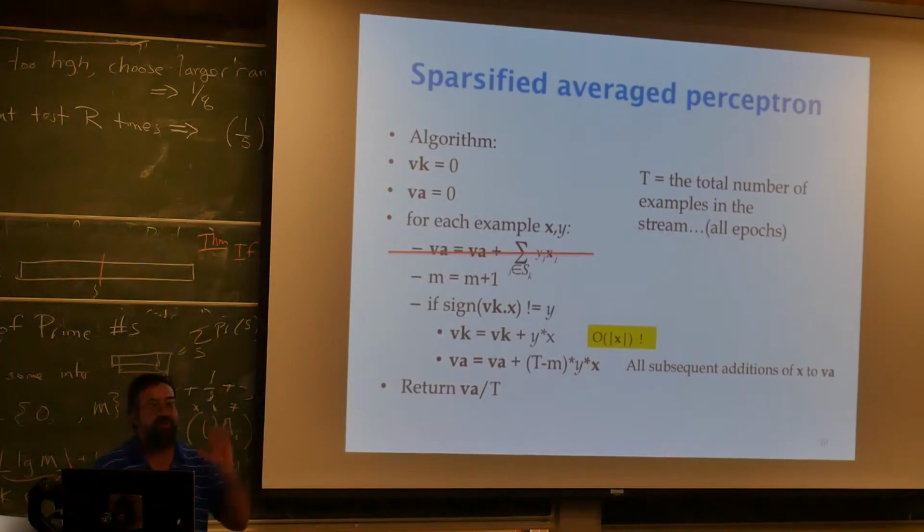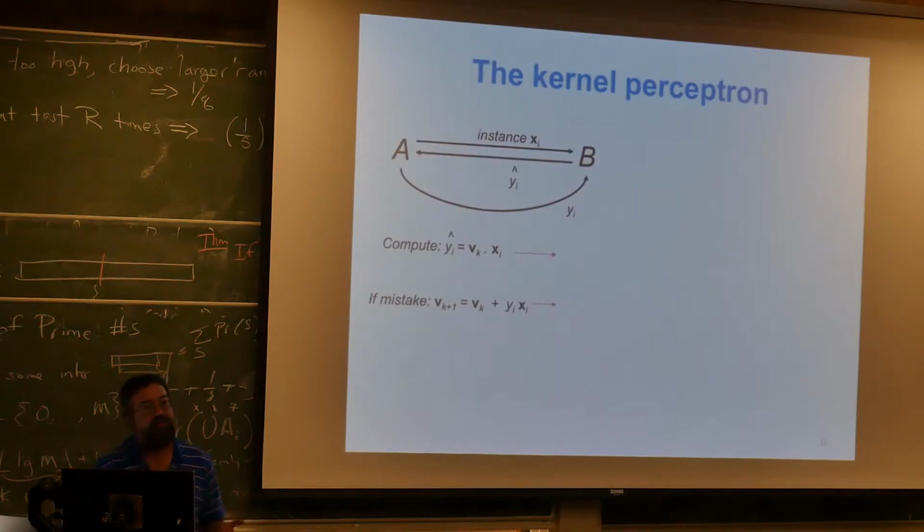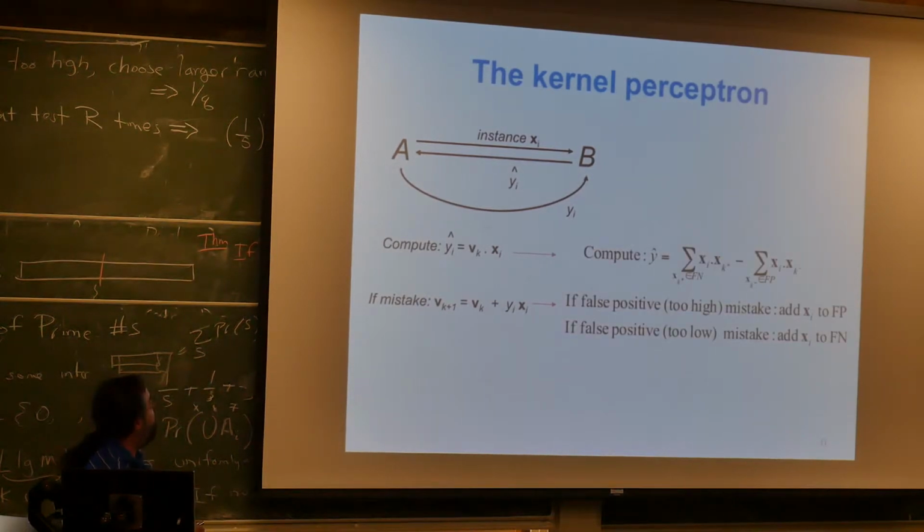OK, so we spent some time with that. Then I talked about the kernel version. All right. So kernel algorithms tend to be relatively expensive, so you don't spend a lot of time on it in this particular class. The basic idea is actually really easy to explain in the perceptron case.